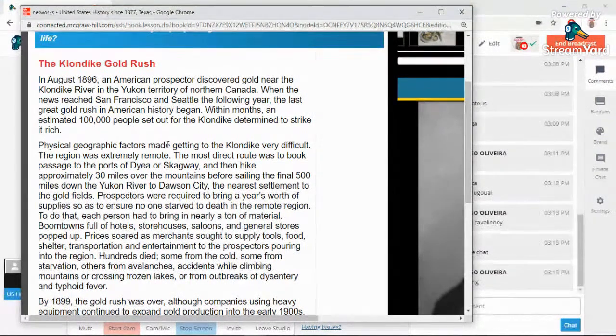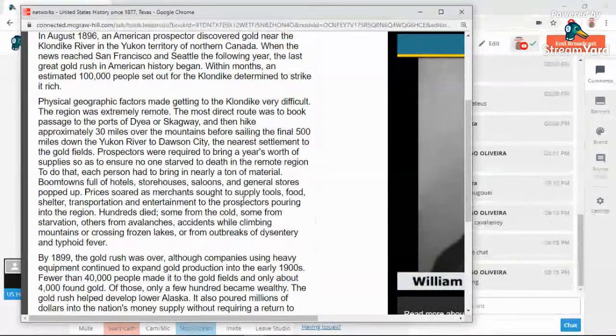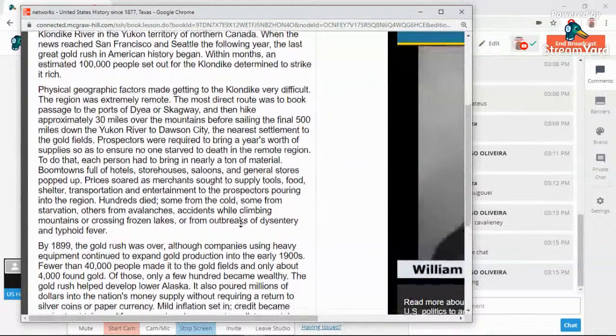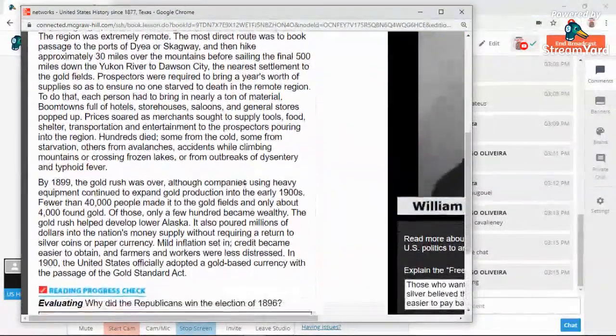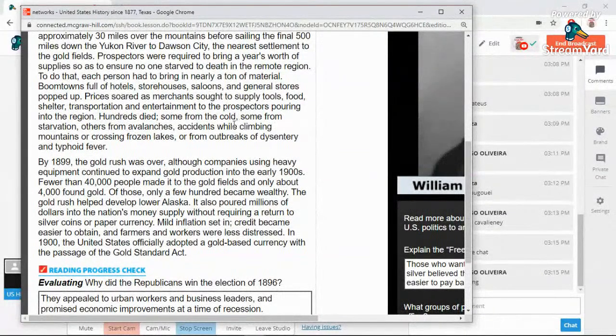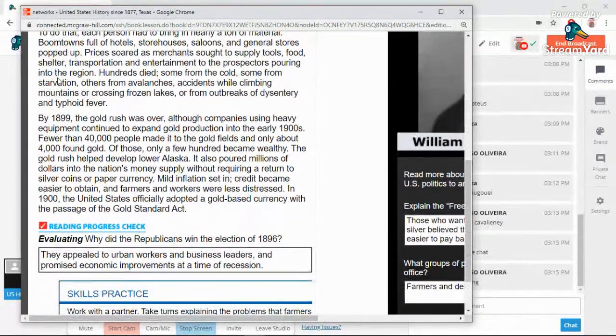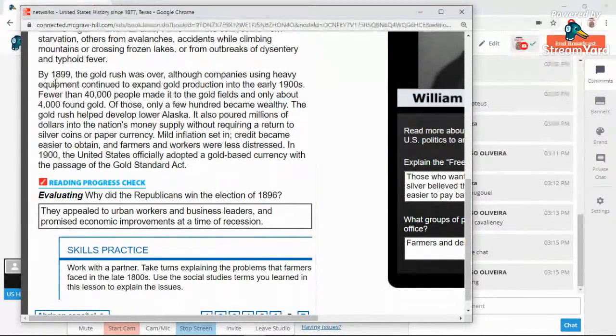And prospectors who went there had to bring a year's worth of supplies so that nobody starved to death in the remote region. So everybody had to bring a ton of materials. New boom towns and hotels and saloons were created. Prices soared as merchants bought tools, food, and shelter. Hundreds died, some from starvation, others from avalanches while climbing. And eventually the gold rush ended.